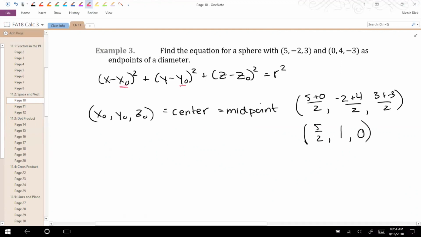So I should be more clear. We've got this x0, y0, z0. That's going to be these numbers right here we just computed. So to write the equation of a sphere, there's one thing we're missing still: the radius. How are we going to find the radius? The distance between them. We've got some options. We also said we can do a distance between the midpoint and a point. What else could we do?